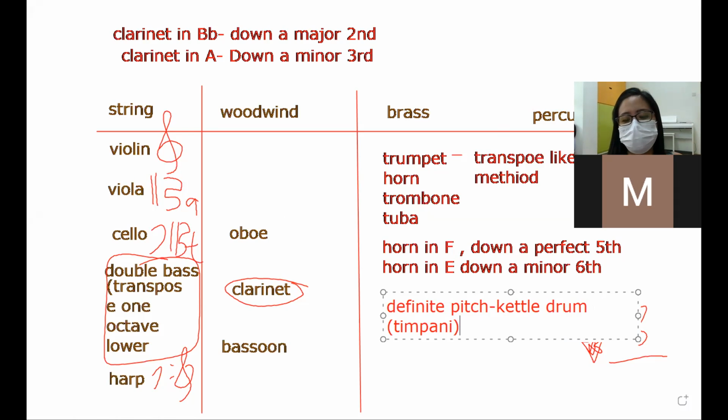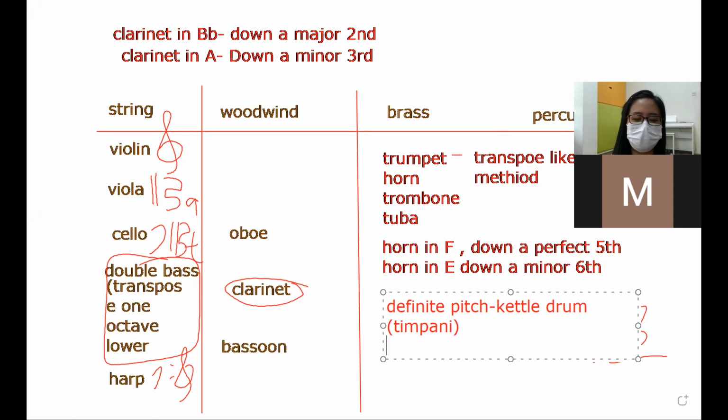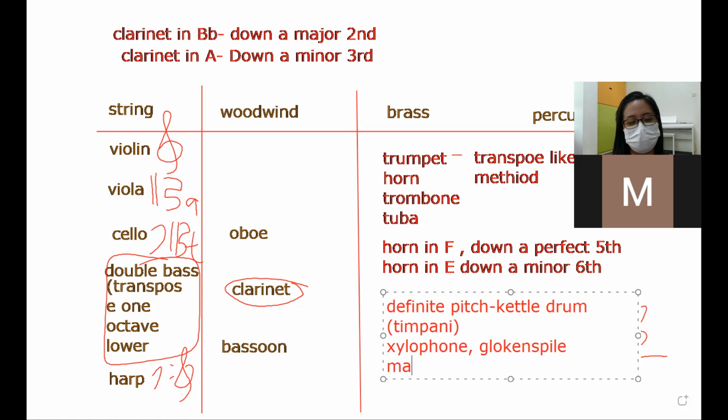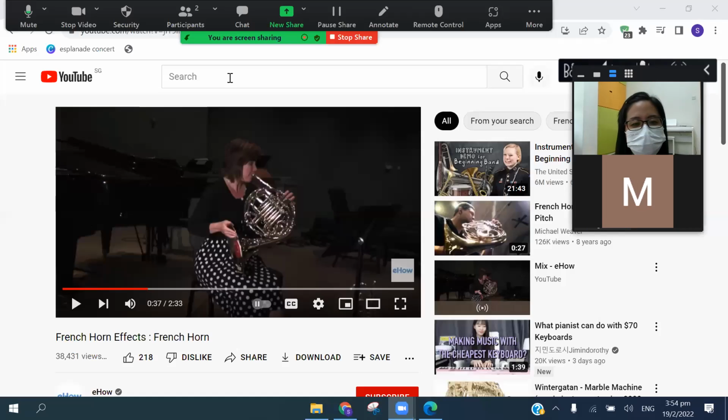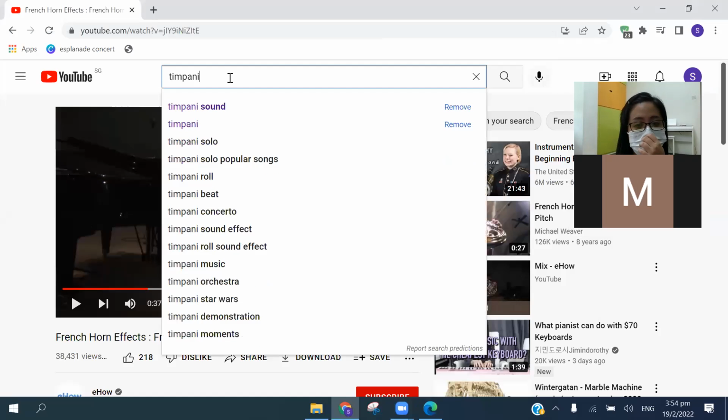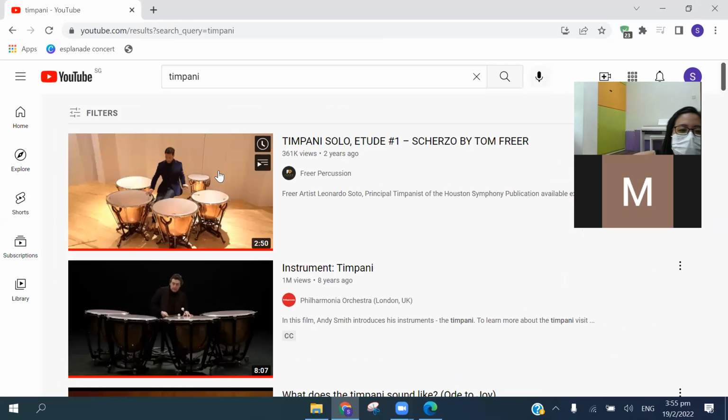Other than that, you can remember xylophone or glockenspiel, also marimba, celesta. All these are percussion instruments. Okay, you want me to show you? Yeah, I'll show. Share screen. Okay, the first one, timpani. Timpani can play do re mi fa so.